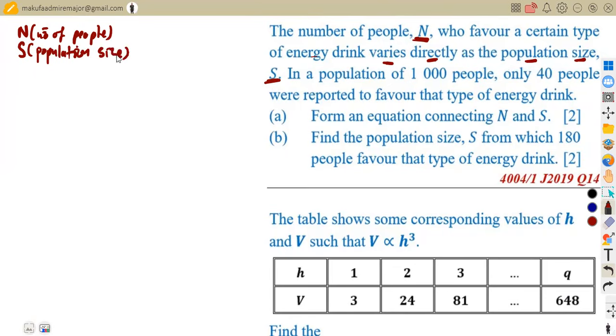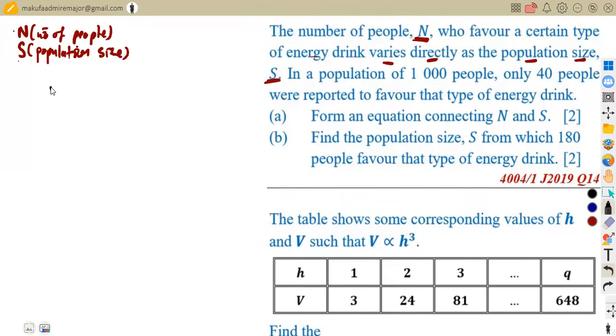The population size. So let us have this as a statement. They are simply saying N varies directly as what? As S. N varies, that is, we are supposed to be given direct like this. But they just want to confuse us with the number of people who favor this. No. N varies directly as S. That is what you're given there.